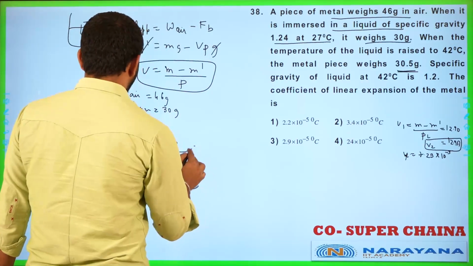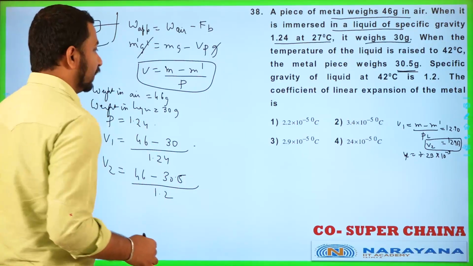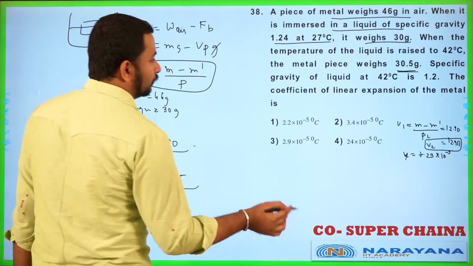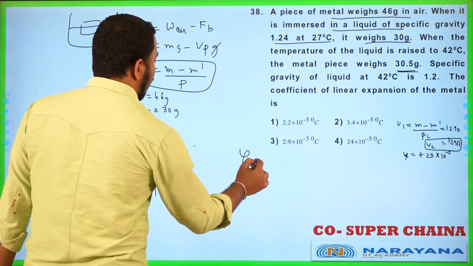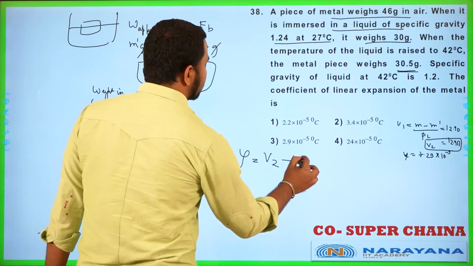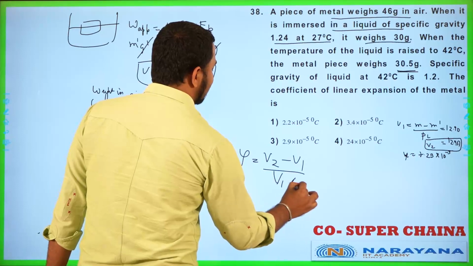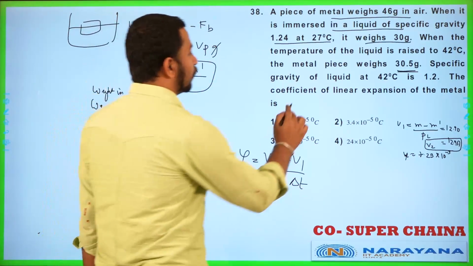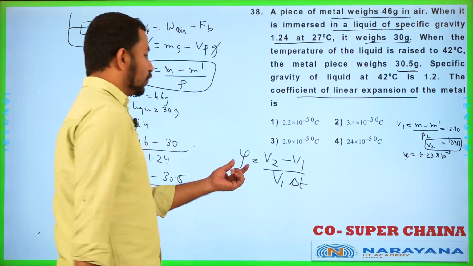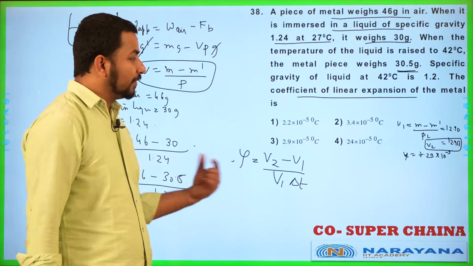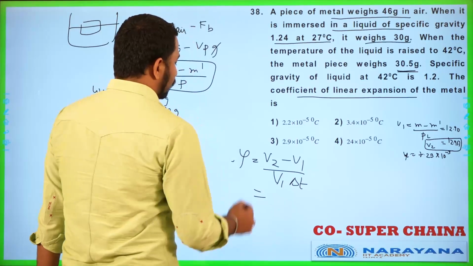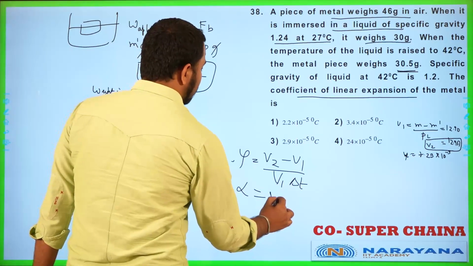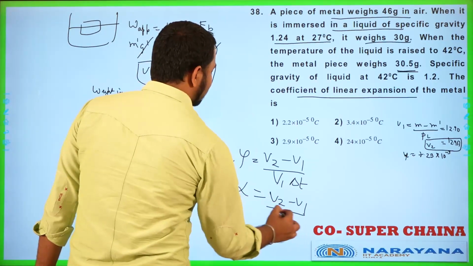So if you simplify this, this is V1 and this is V2 coming. Now you know for alpha or for gamma we know it will be V2 minus V1 by V1 delta T. This is how we need to get here the coefficient of linear expansion. So once we get gamma, from there we will divide it by 3, we will get alpha.